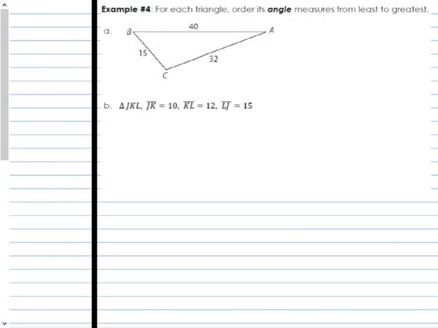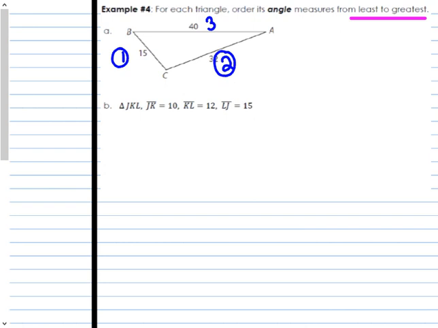So, example 4 says, for each triangle, order its angle measures from least to greatest. So, I don't know anything about its angles. It didn't mark any angles for us, but it did mark the sides for us. So, if we want the angles least to greatest, the sides opposite them would be where we would start. I'm going to look at the sides, and the smallest side is side 15. So I'm going to mark that as number 1. BC is the smallest side. AC is the second smallest side, so that's going to be side number 2. And AB is my largest side, side 3.